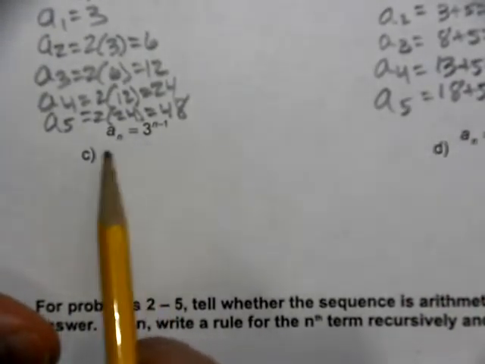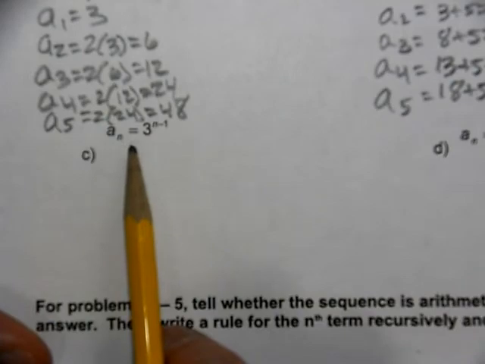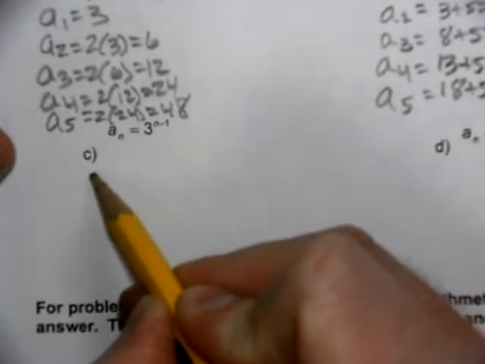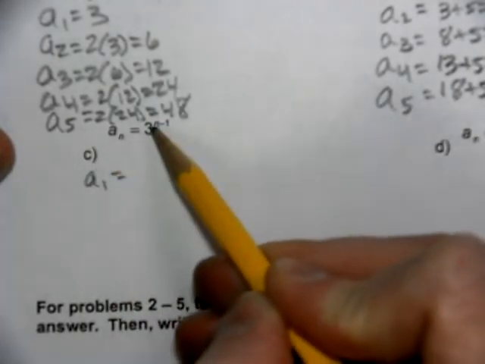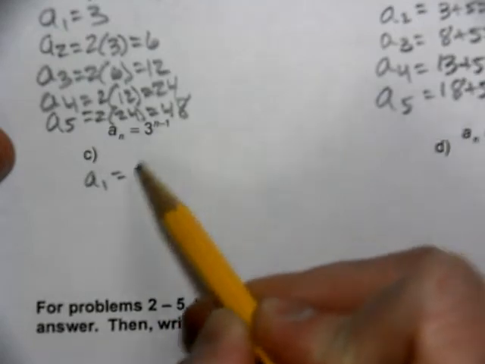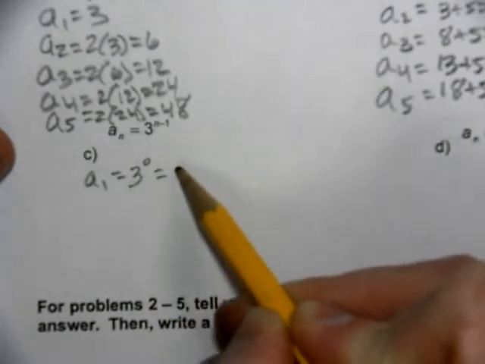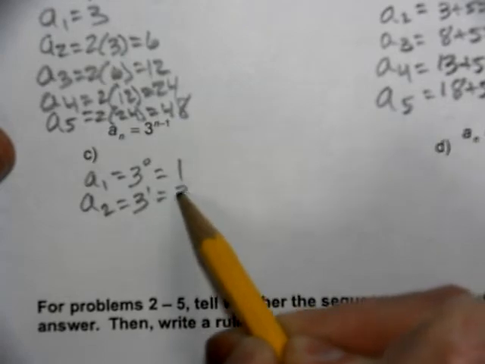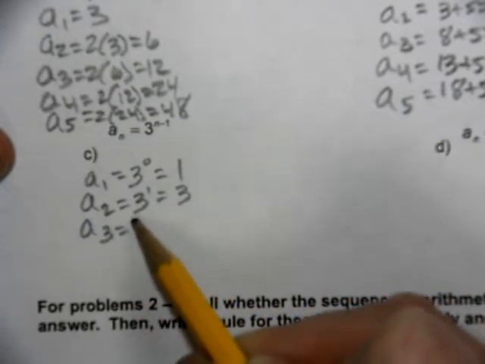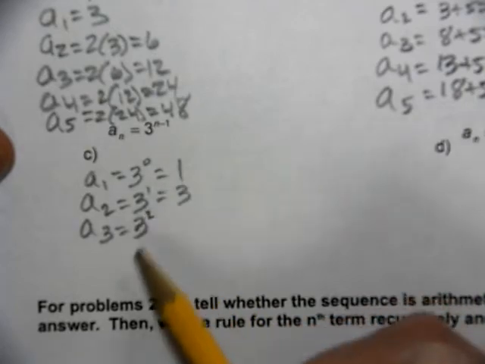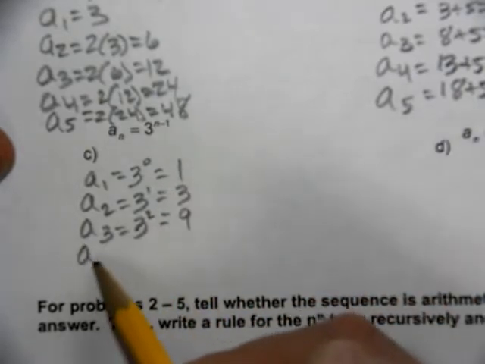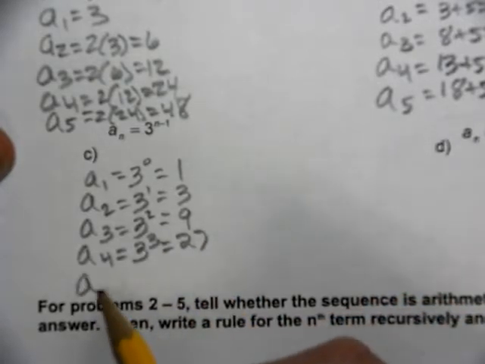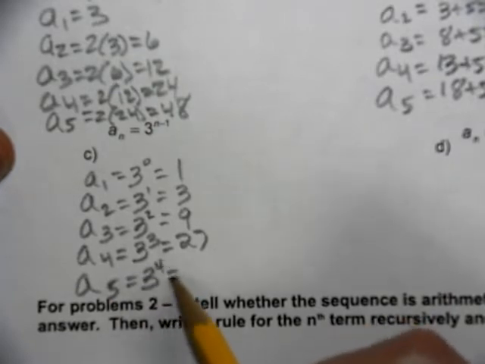Now this here, this is an explicit formula. Little trickier because we need to figure out a of 1, we have to plug in a 1. So 3, 1 minus 1 gives you 0, 3 to the 0 power gives you 1. 3 to the 2 minus 1 gives you 3. 3 to the 3 minus 1, which is squared. 3 to the third is 27. And our last term is going to be 3 to the 4th, which is 81.